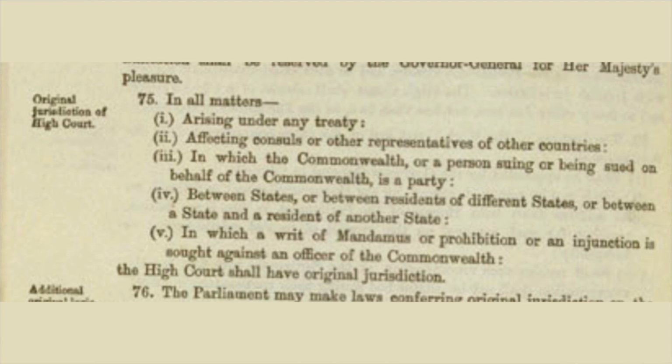Elsewhere in the same section, the High Court has original jurisdiction in any case in which the Commonwealth or a person suing or being sued on behalf of the Commonwealth is a party. This effectively gives the court the power of declaration, among other things. These constitutional provisions are then supported by, in particular, sections 30 and 33 of the Judiciary Act 1903, and finally by Part 25 of the High Court Rules 2004, which sets out the procedures for applying for those writs.